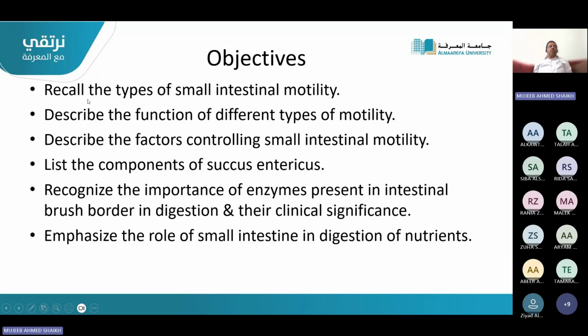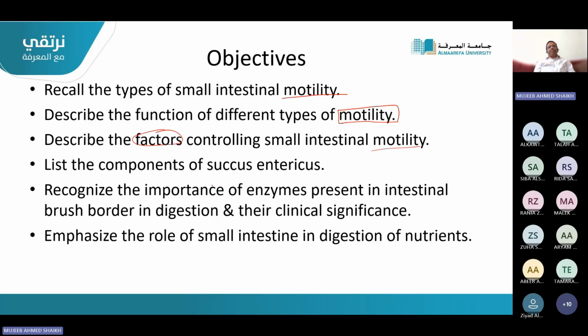Our objective is to know or recall the types of intestinal motility. Here we will discuss the types of motility present in the small intestine, and the functions of the different types of motility. How will motility help the individual to digest or absorb? Then, what are the factors which control the motility? Maybe physical factors, maybe some hormonal factors. We will discuss that.